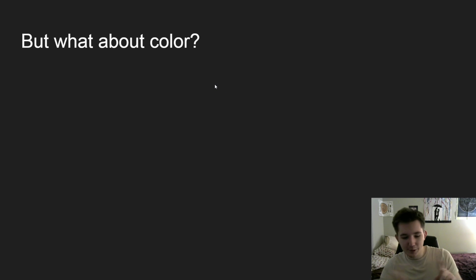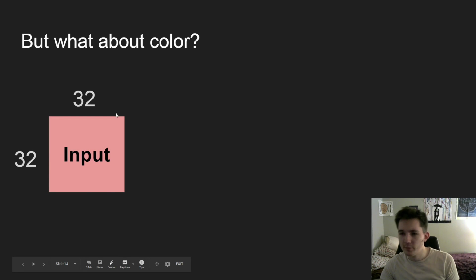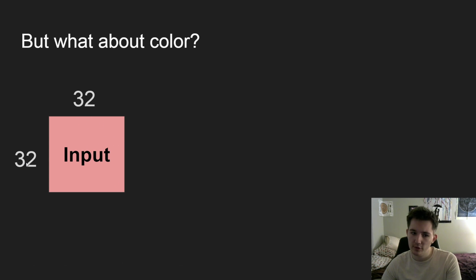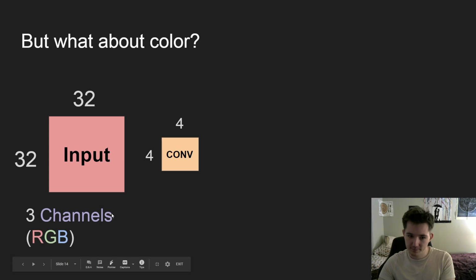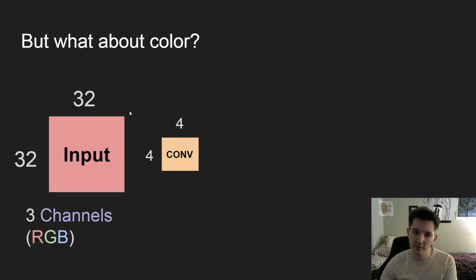So we talked about these 2 dimensions. That's all well and good. But now we have our input, and like we saw with CIFAR, we have color images. So it's not just 32 by 32, it's 32 by 32 by 3. So what we say is that we have 3 channels. This is the same as having a 3-dimensional input. But for the sake of convolutions, we're going to call these channels.